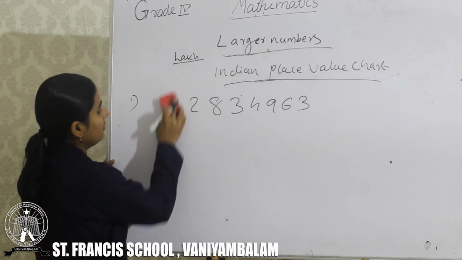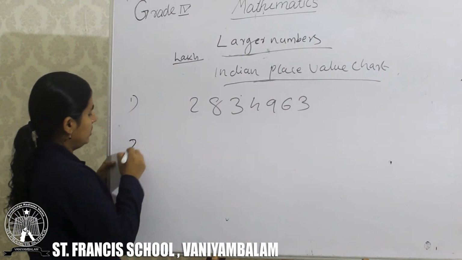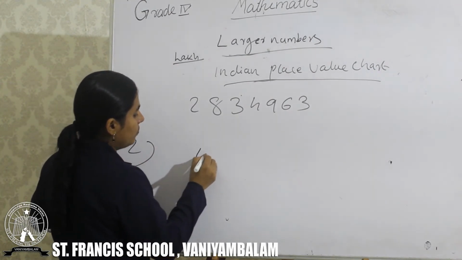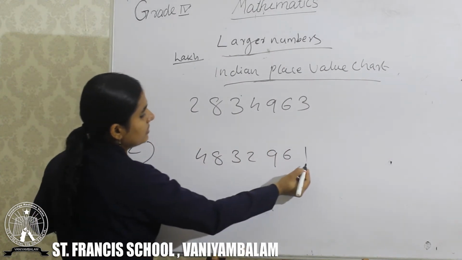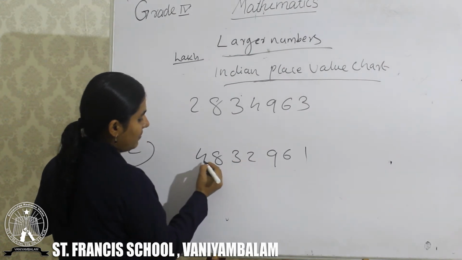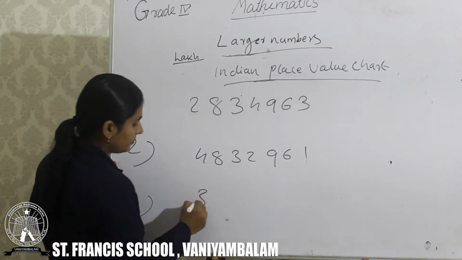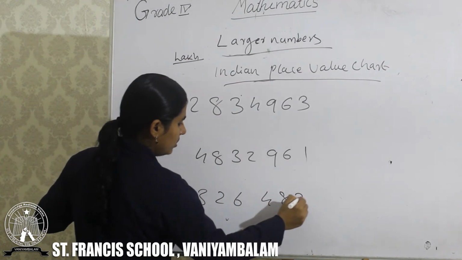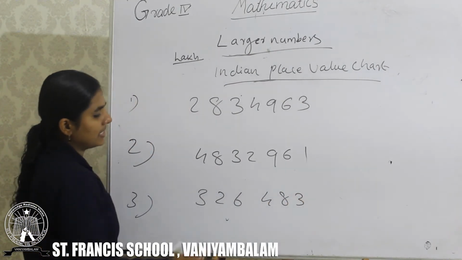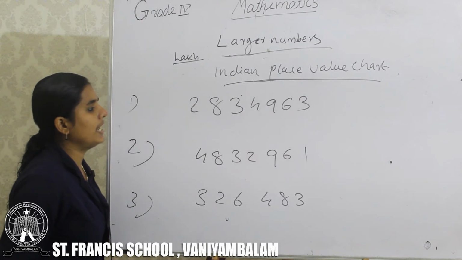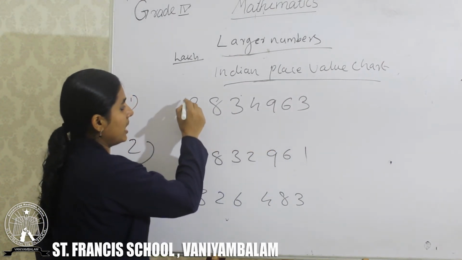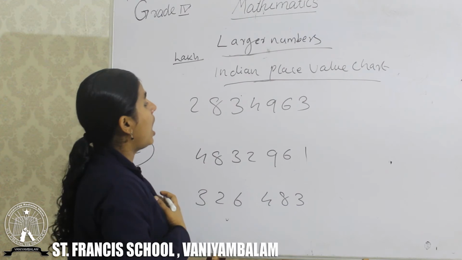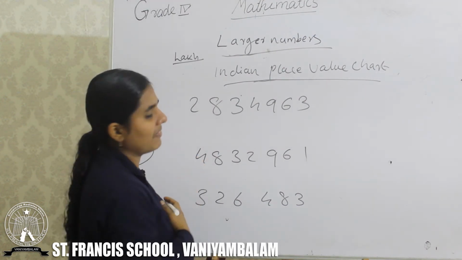Seven digits, enough. Then the second question: 4, 8, 3, 2, 9, 6, 1. Here how many digits? 1, 2, 3, 4, 5, 6, 7. Here we have a 7 digit number. How to read the number name of this 7 digit number?